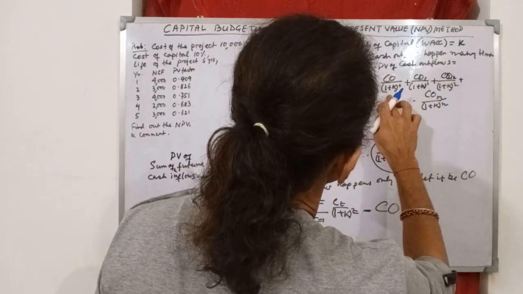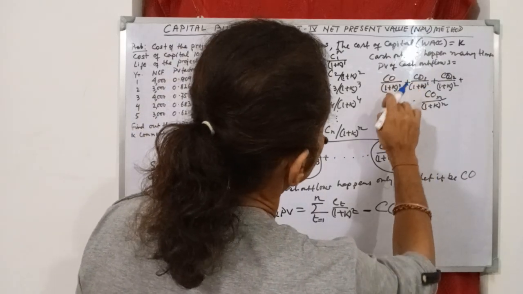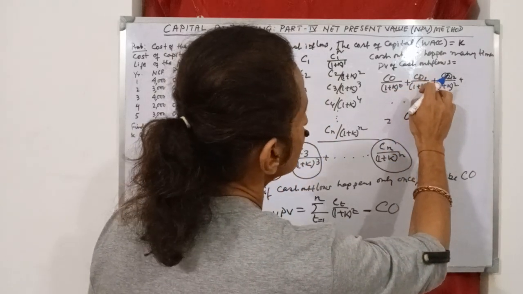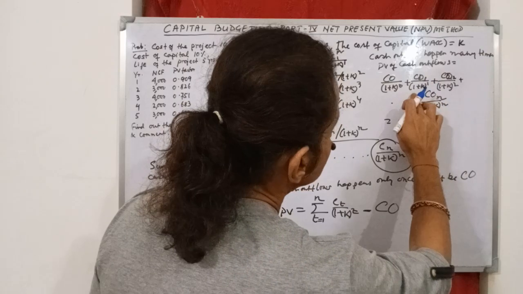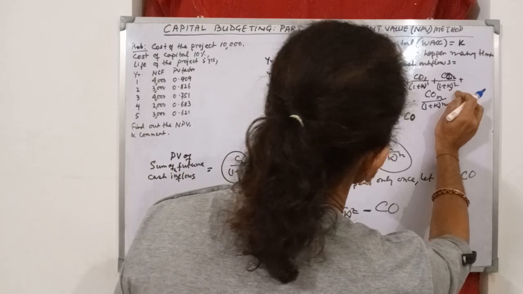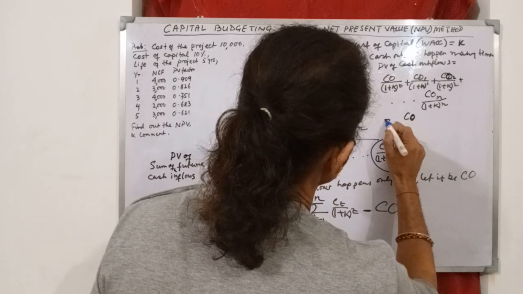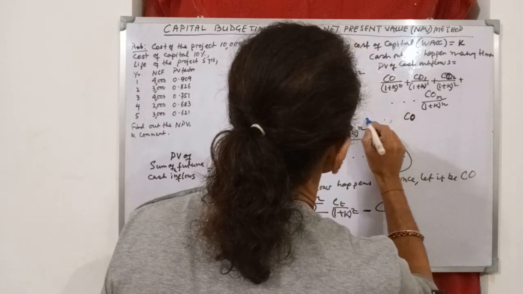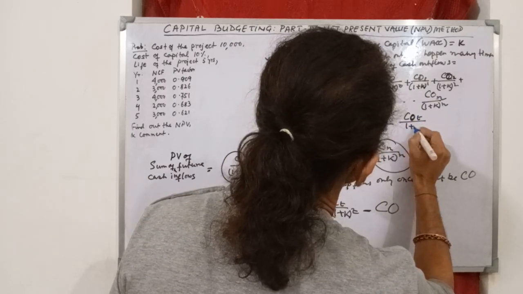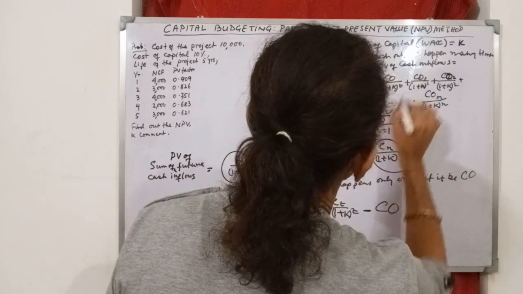CO by 1 plus k to the power 1, CO sub 1 divided by 1 plus k to the power 1. Here CO divided by 1 plus k to the power 0. Here it is CO sub 1 divided by 1 plus k to the power 1 plus CO sub 2 divided by 1 plus k to the power 2 plus, in this way, CO sub n divided by 1 plus k to the power n. So the sum becomes sigma CO sub t divided by 1 plus k to the power t, when t equals 1 to n.